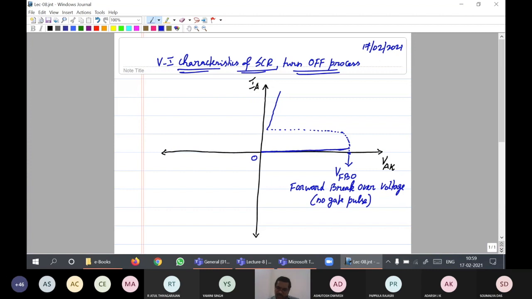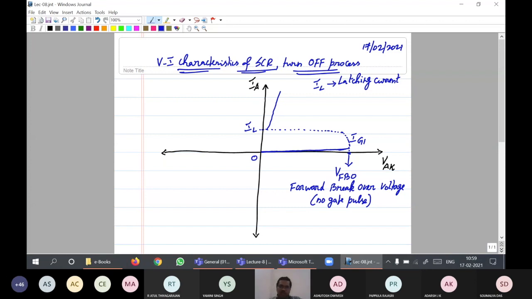And the particular magnitude of anode current at which the SCR just begins to conduct, that current is called the latching current. IL is latching current. I will write the definition of latching current a little while later. And this is for a particular value of gate pulse. I have indicated it as IG1, but you can refer to that as VG1 also.